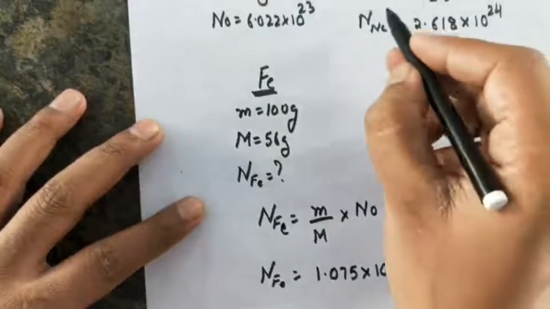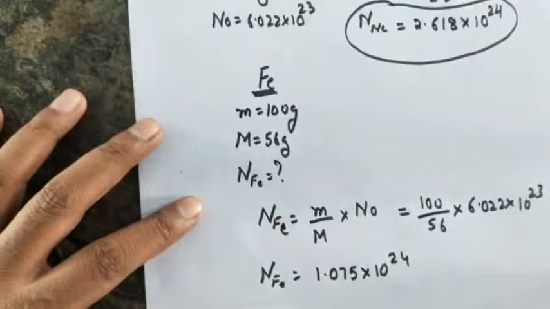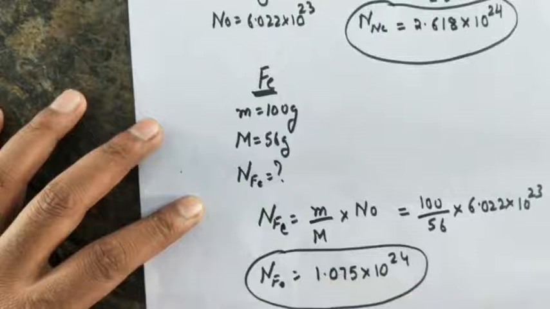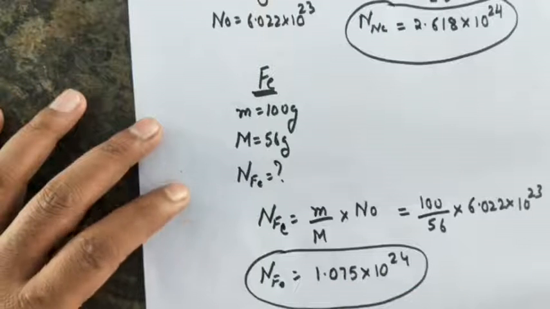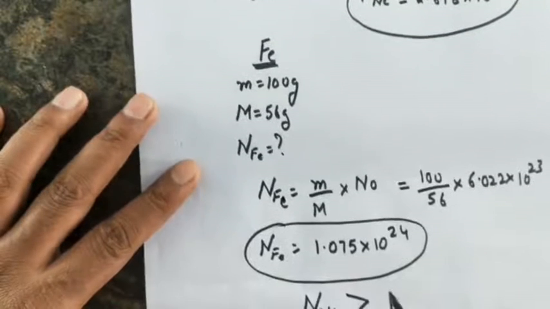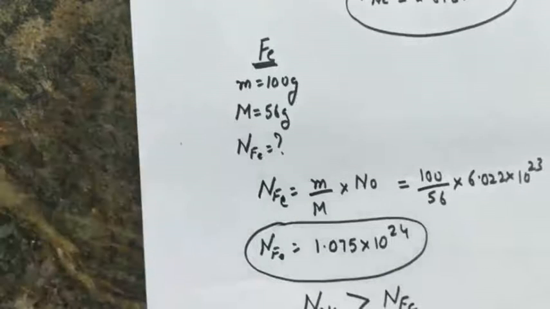Therefore, in this case, number of sodium atoms comes out to be 2.618 into 10 raised to 24. Number of iron atoms comes out to be 1.075 into 10 raised to 24. That means number of sodium atoms is greater than number of iron atoms, which means 100 gram of sodium will contain more atoms as compared to 100 gram of iron.